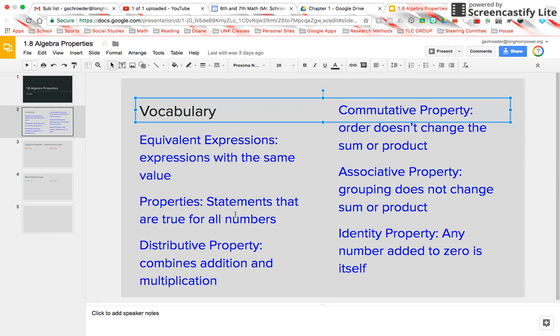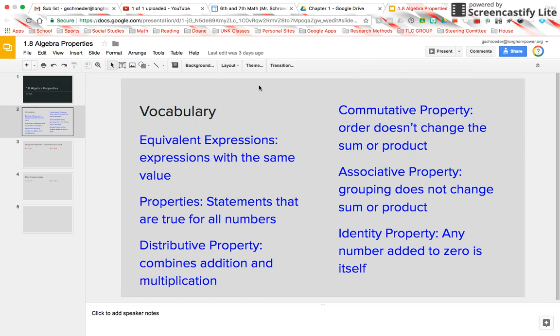Properties are statements that are true for all numbers. Properties that we work with today work for expressions, and they work for certain circumstances. The ones that we look at today are for when it's all adding or all multiplying. The distributive property combines addition and multiplication. It's a little bit unique. It's maybe one of the tougher ones to use, but once you start using it, it begins to make a lot more sense, and we'll work on that in more of the class portion than what we will today here on the video.